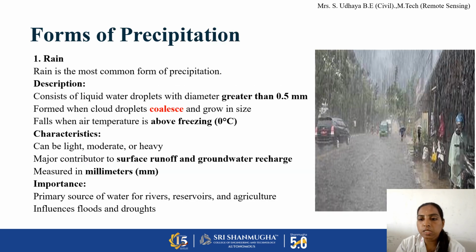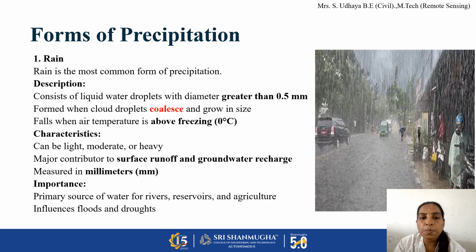So there are different forms of precipitation. The first common form of precipitation is rainfall. Okay, so rain is the most common form of precipitation. The size of the rain droplet should be greater than 0.5 mm, and rain droplets come from the clouds. Cloud droplets coalesce, which means cloud droplets combine together through sublimation, and it grows in size and it forms a packet, water packet like formation, that is cloud.